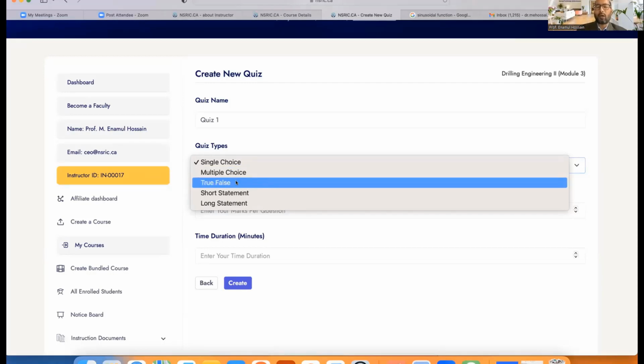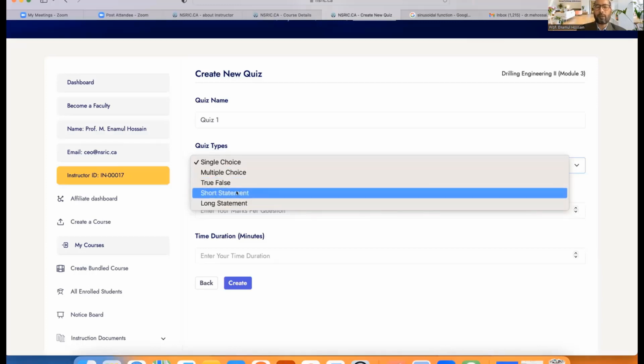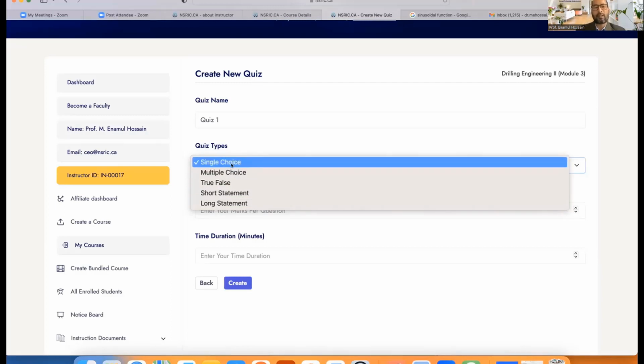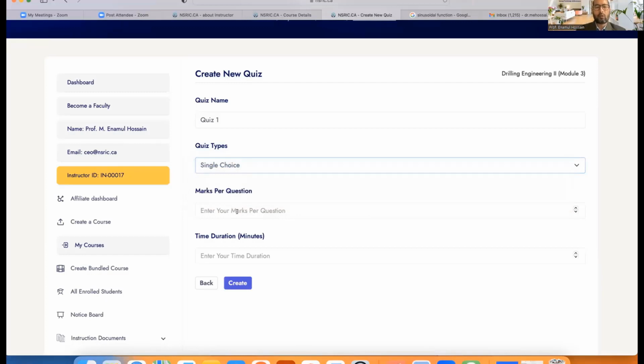The statement that you are putting for the test, whether it is true or false. This type of question, you can put true or false. Short statement and long statement, normally these two are for exams, but you can also set it for the quiz. There is no solid rule or policy from our side. You can choose any one of these. Let's say single choice, right? So marks per question, let's say 2 marks per question. It's up to you. We are not imposing any policy, rules or regulations on you.